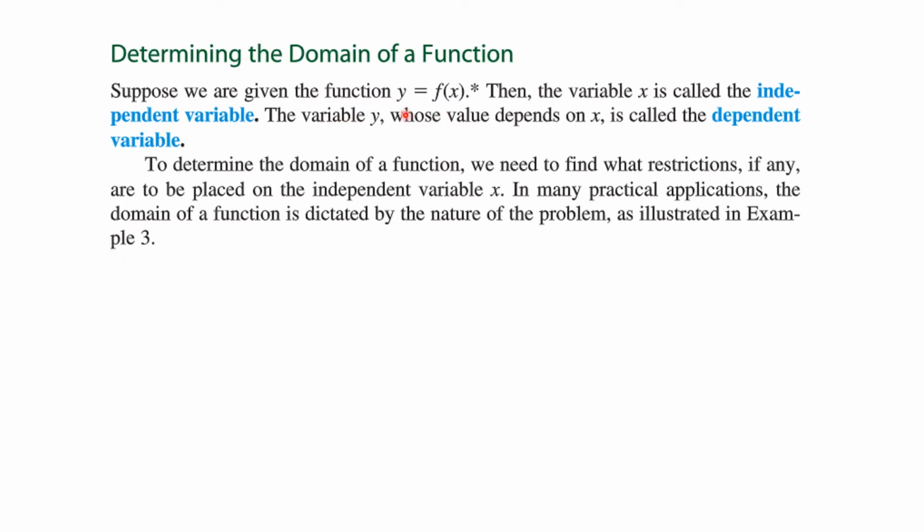So suppose we were given a function y equals f of x. X, the inputs, are called the independent variable because you get to pick what you put into the machine as long as it makes sense as an output. The variable y, whose value depends on x, is called the dependent variable.